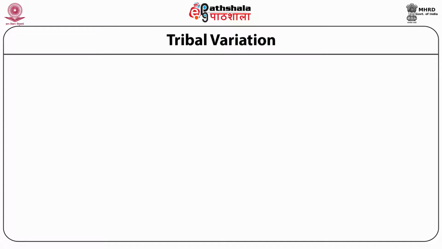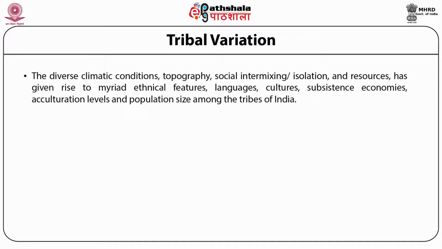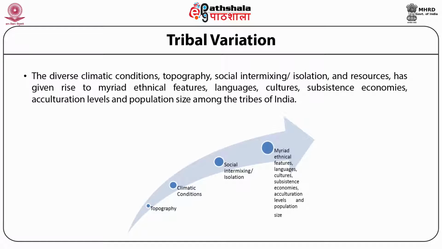Now, let me try to explain tribal variation. The diverse climatic condition, topography, social intermixing, isolation and resources have given rise to myriad ethnic features, languages, culture, subsistence economies, acculturation levels and population size among the tribes of India. Through this diagram, it can be further illustrated as topography, climatic condition, social intermixing and isolation, and myriad ethnic features, languages, culture, subsistence economies, acculturation level and population size.